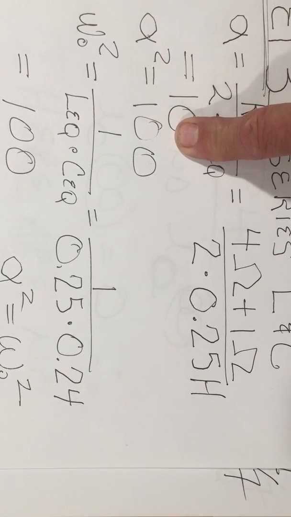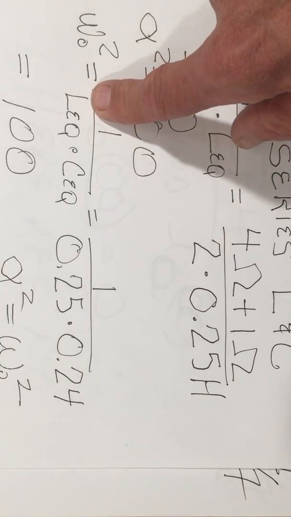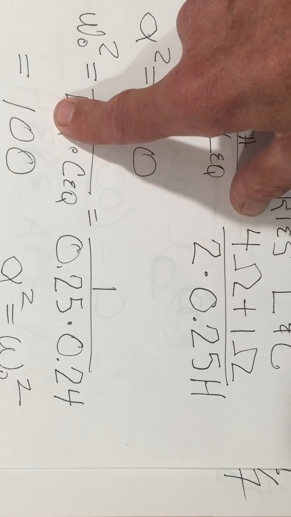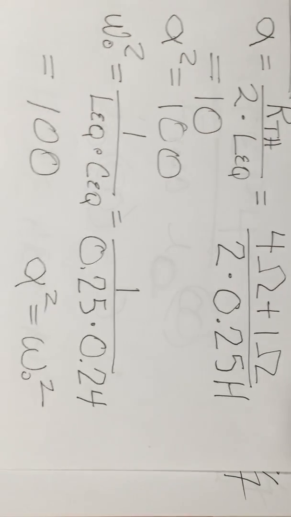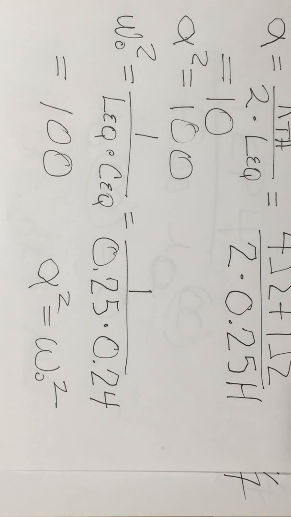Alpha squared then is 100. And omega naught squared is 1 divided by LEQ times CEQ, which gives me a value of 100. So alpha squared equals omega naught squared. So we know now that this is a critically damped circuit, and we're ready to go to step 4.